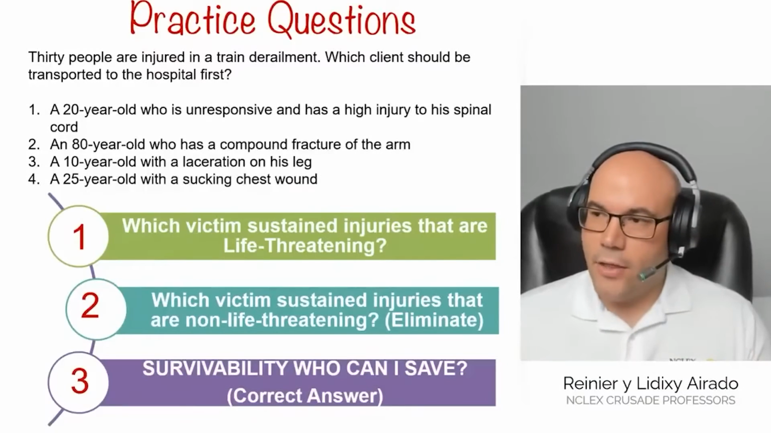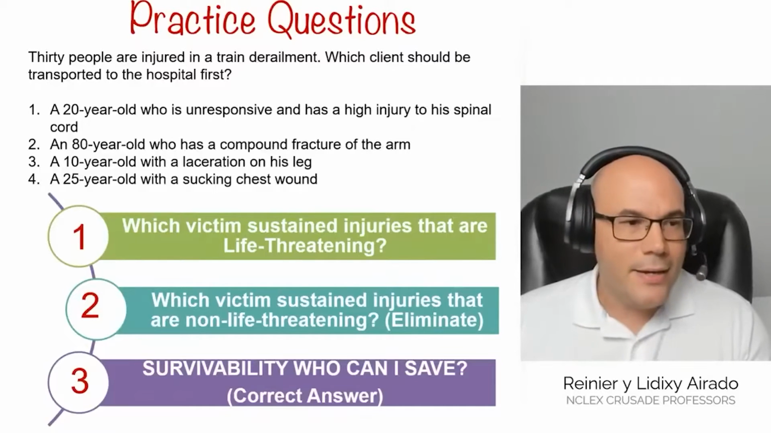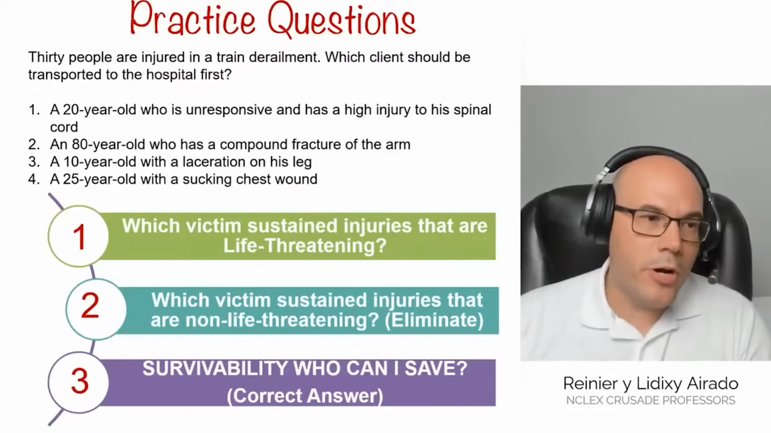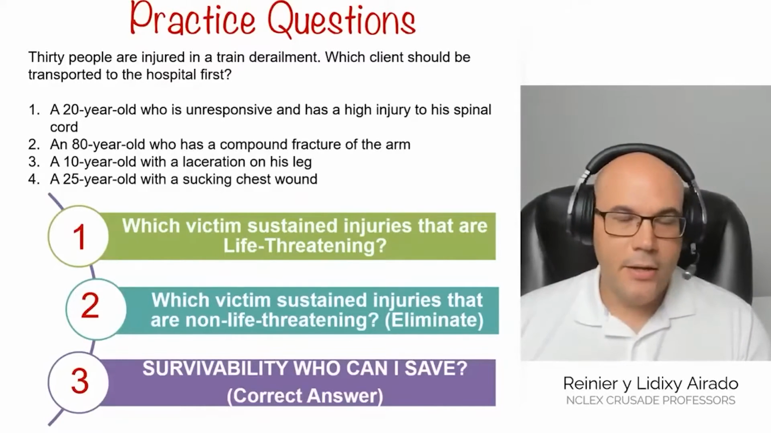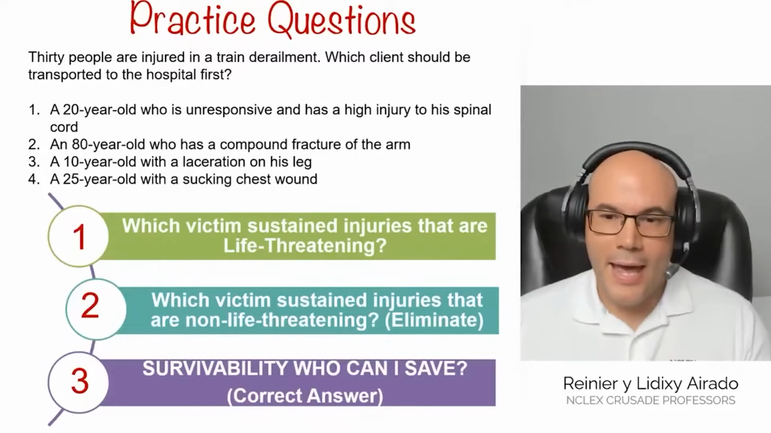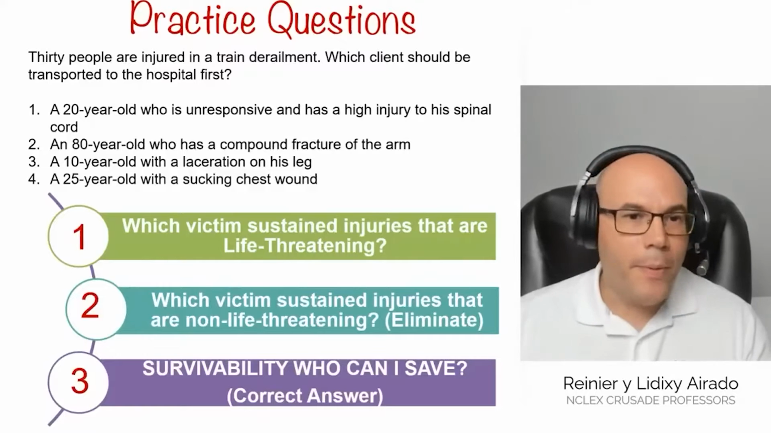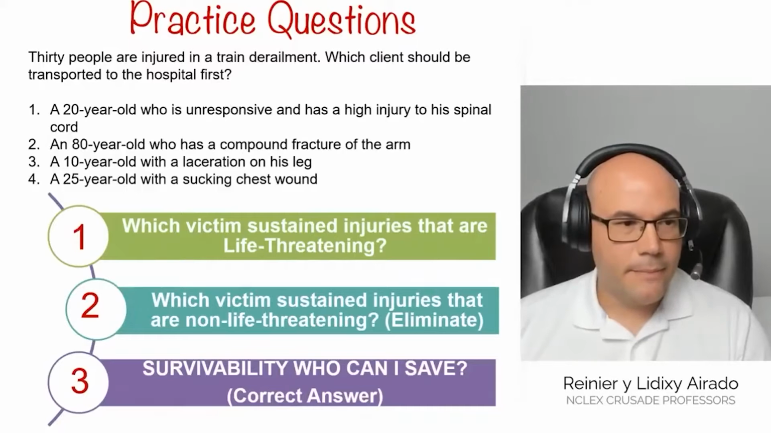The question says 30 people are injured in a train derailment. Which client should be transported to the hospital first? As you can see, you're dealing with a mass casualty. You have 30 people that were injured in this accident.